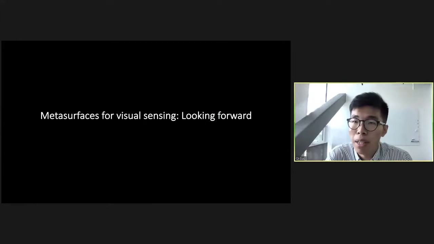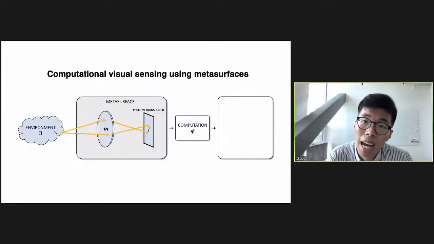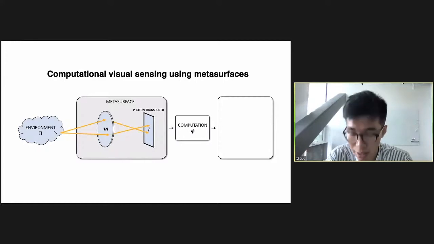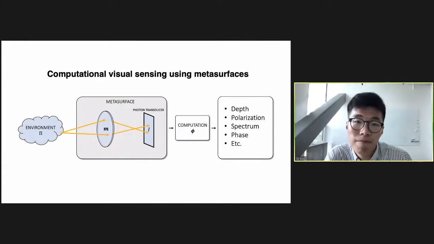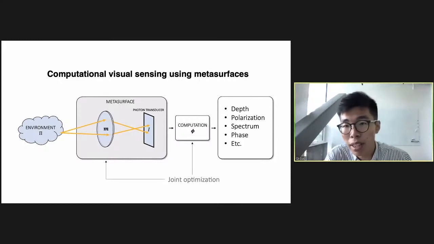Looking forward, I believe there are numerous exciting research projects that involve metasurfaces and computational visual sensing. First, I have shown an example of using metasurfaces for depth estimation. There is so much other scene information that can potentially be recovered using metasurfaces, such as polarization, spectrum, phase, and so on. And following the recent trend of end-to-end optimization, a metasurface can also be designed by joint optimization of optical parameters, M, and the computational parameters, phi.